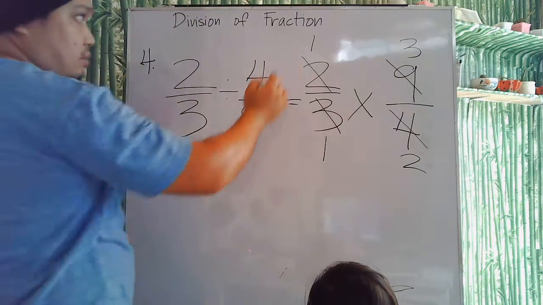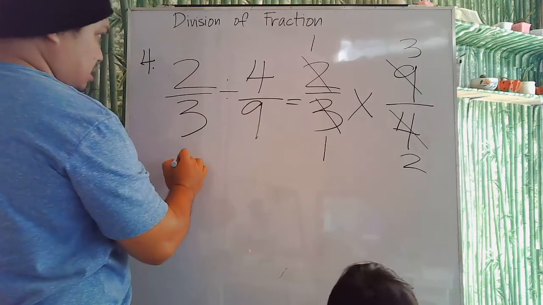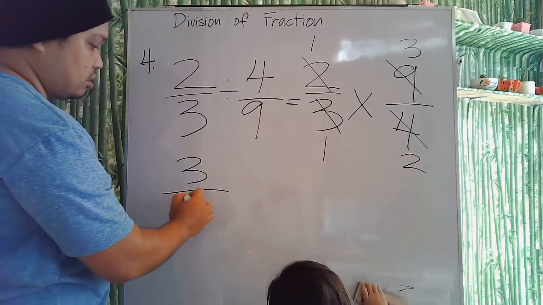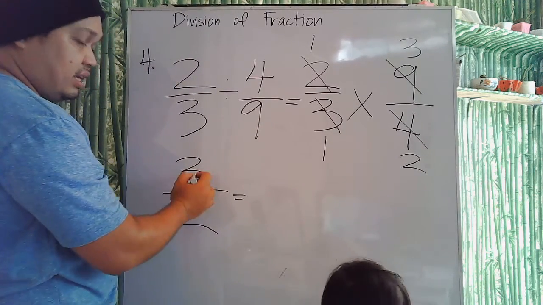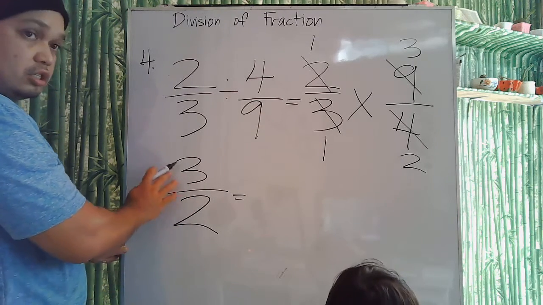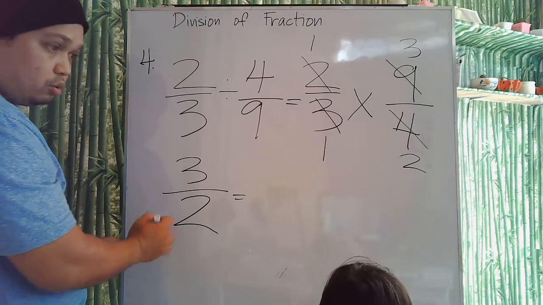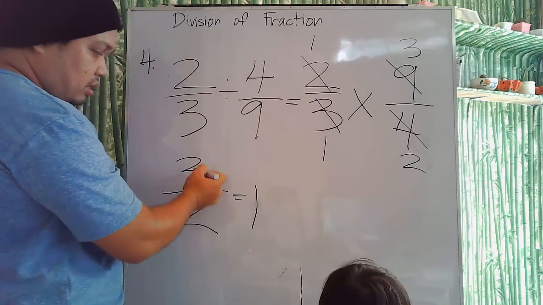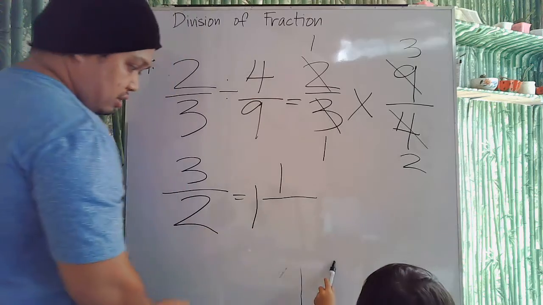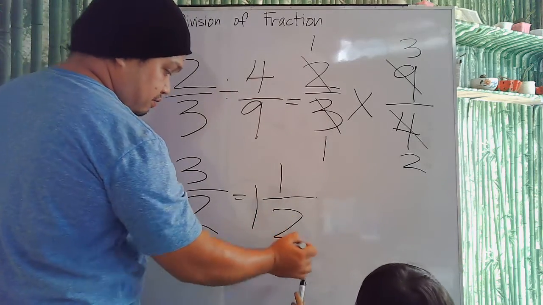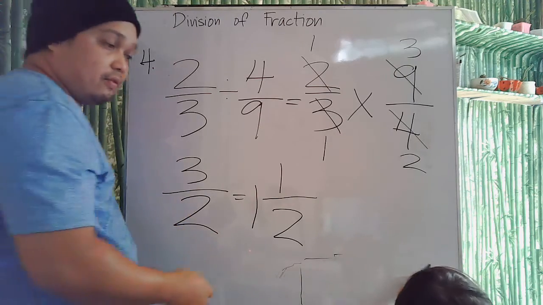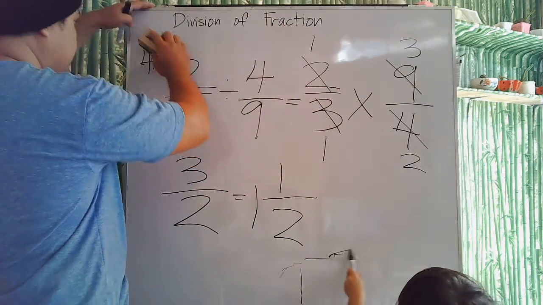So what comes is that 1 times 3 is 3. And for the denominator, 1 times 2 is 2. So we have 3 halves. Now, 3 halves here is an improper fraction. Let's change this into a mixed number. So, 3 divided by 2 is 1, with a remainder of 1, and the denominator is 2. We have 1 and 1 half. That's the answer for number 4. So let's have a last example for our lesson today.